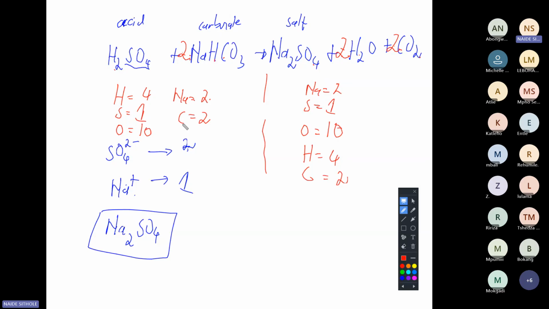H2SO4, NaHCO3, yes, everything is balanced. Then you just have to balance like that. So, know that if you are taking an acid, reacting it with a carbonate, you have salt, water, and carbon dioxide. Now you start with the water and carbon dioxide and figure out how the salt should be.